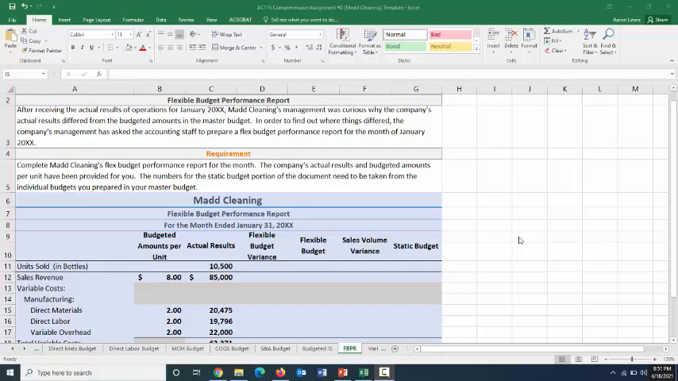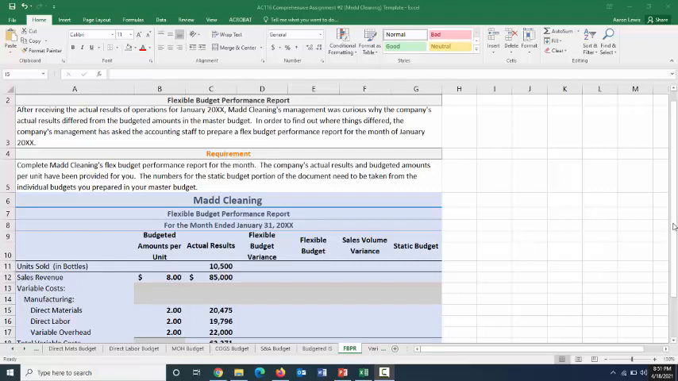But no matter how good of a budgeter you are or how efficient you are at controlling your operations, your actual results are always going to differ from what you budgeted for. And that is the case with Mad Cleaning here at the end of January. They're going to have actual results which are different than the numbers that we budgeted for, and they're going to have to figure out exactly why those numbers didn't line up with what they planned. They're going to do so by preparing a flex budget performance report.